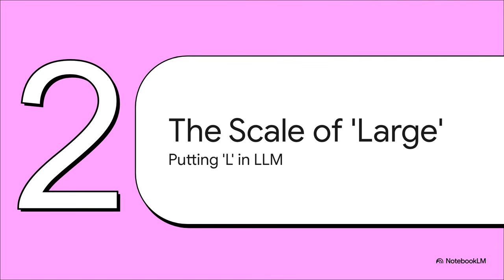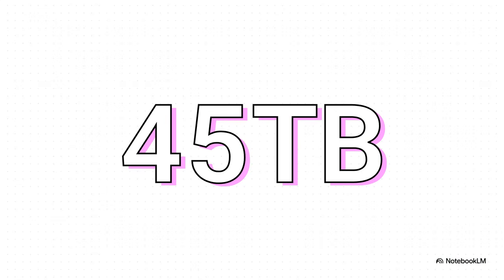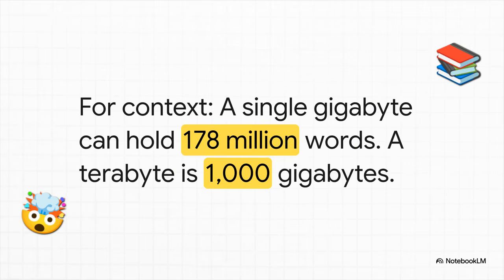It's such a simple word, but the scale we're talking about here is, honestly, pretty hard to wrap your head around. So let's try to put that big L into perspective. Let's take GPT-3 as an example, one of the models you've probably heard of. It was trained on, get this, 45 terabytes of text data. I'm just going to say that again, 45 terabytes. Now, to give you a sense of what that even means, a single gigabyte can hold something like 178 million words. A terabyte is 1,000 of those. So 45 terabytes? You're talking about a library of text so vast a human couldn't read it in 1,000 lifetimes. It's just a staggering amount of information.